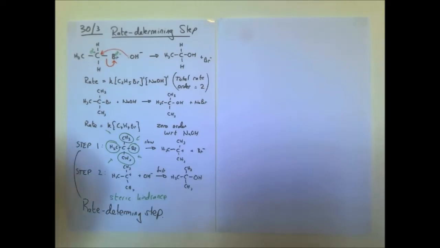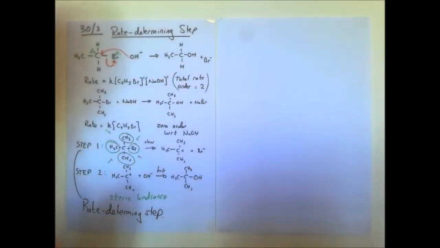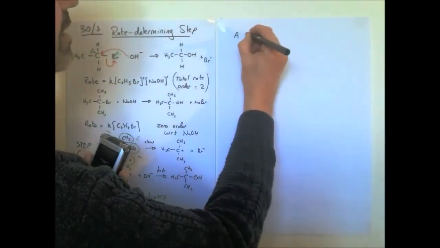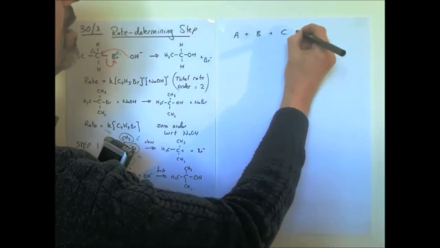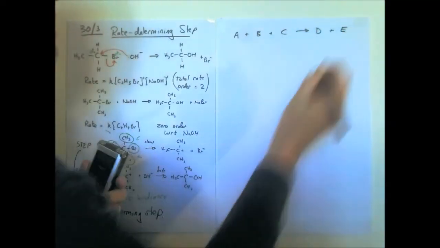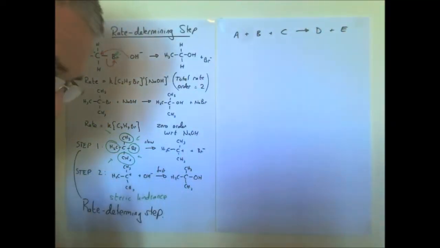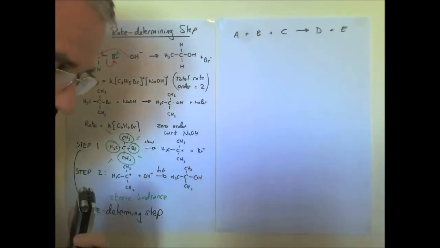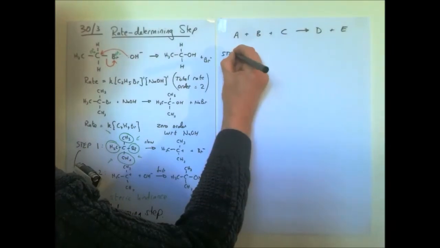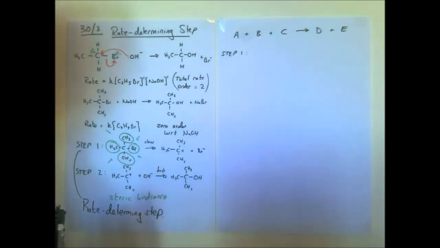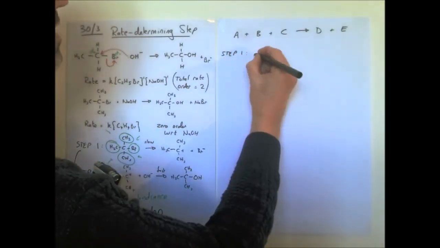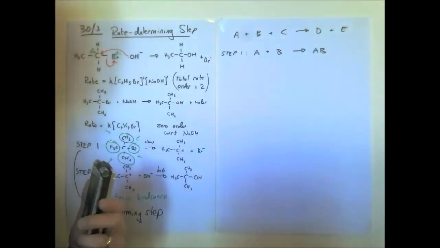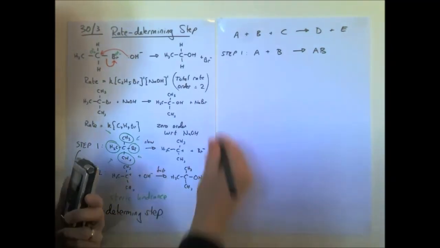Okay, so let's look at a different example here. An imaginary one. It means we're just working with letters of the alphabet rather than big complicated formulae. Okay, here's our reaction here, and here are the steps that reaction follows. So in the first step, A and B get together and form a kind of an AB thing. They sort of join together.